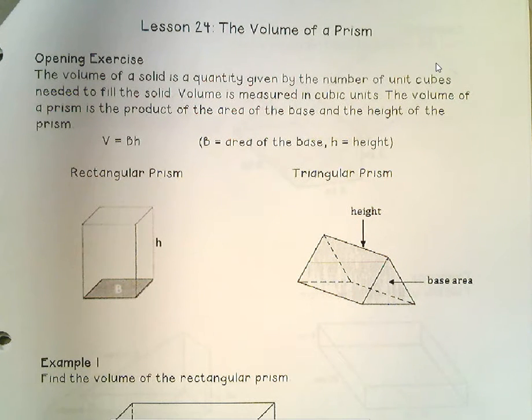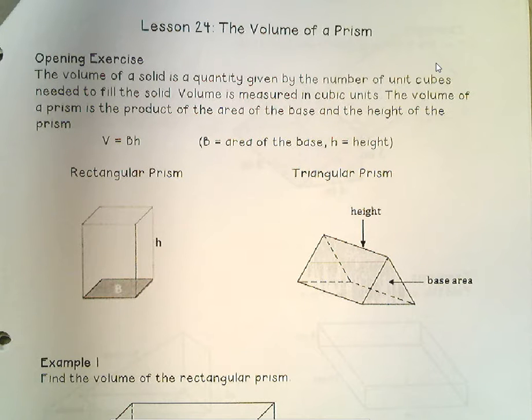So, the volume of the prism is very easy to find if you know how to find areas. We learned about circumference or perimeter earlier. We learned about area, which is the inside of the two-dimensional shape. And now we are looking at the inside of the three-dimensional shape.